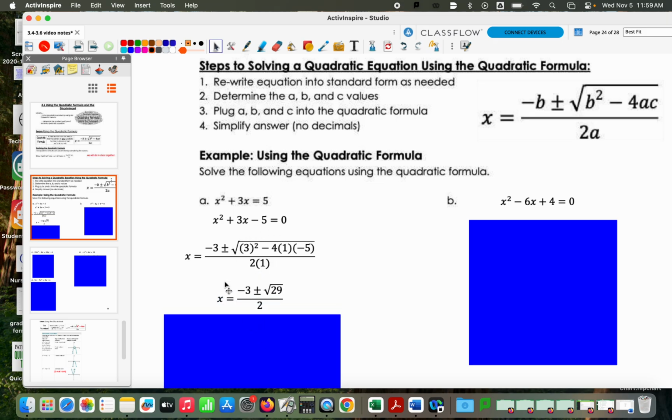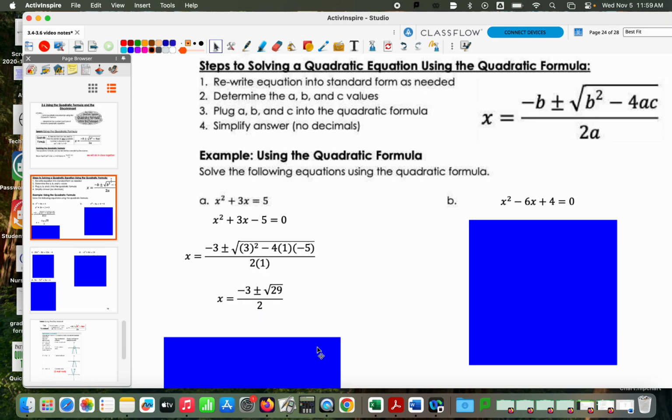Notice on this next step here, I left -3 alone. 2 times 1 is just 2. I want to figure out what this is. So instead of typing all of this into the calculator, I just did 3 squared minus 4 times 1 times -5. I want to see what these turn into. When you combine all those numbers, you get 29. If you then try to square root 29, you're going to get a decimal that's kind of irrational, can't really simplify it easily. We'd have to round it.